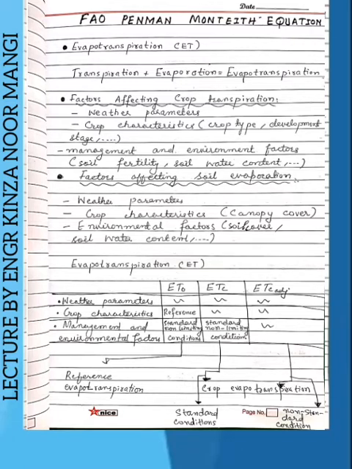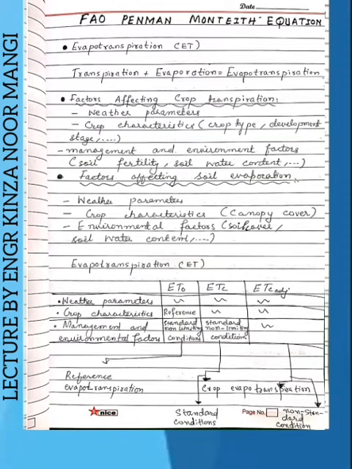In that condition we call it crop evapotranspiration under standard conditions. Under standard conditions means that management and environmental factors are not affecting it. The crop will be well watered, so there will be no water stress, it will be properly cultivated, so there will be no fertility stress, and there will be no pesticides or disease in the plant. Only two things will affect it: the weather parameters and the crop characteristics.